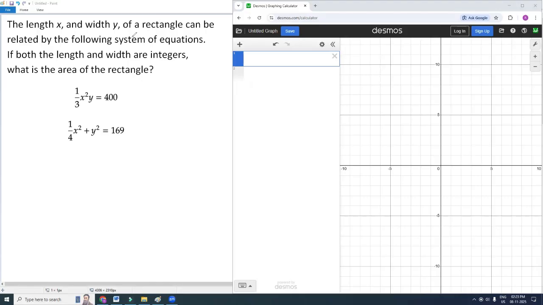Here we have the first question. The length x and the width y of a rectangle can be related by the following system of equations. If both the length and width are integers, what is the area of the rectangle?